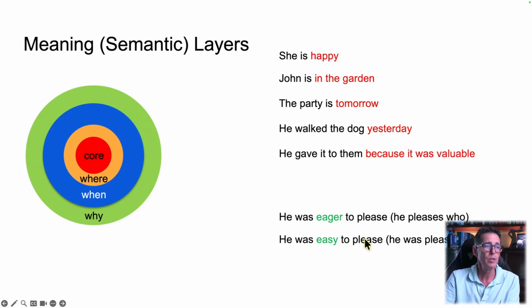And then "he was easy to please." In this case, easy works differently to eager. We take the "he" forward, but now it's an undergoer, so somebody pleases him. He was pleased, in passive. He was pleased by who? So he pleases who, or he was pleased by who? And this is just coming straight out of these predicates that have a particular function to perform in those sentences. There's a fair bit of variation there, but it's not nearly as complex as other parts of language.